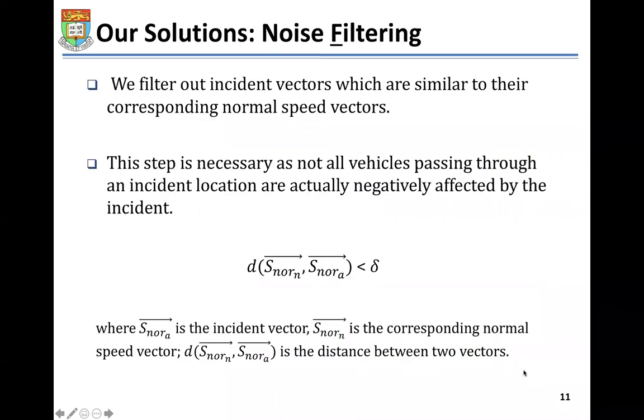The first step of our solution is noise filtering. We filter out incident vectors which are similar to their corresponding normal speed vectors. This step is necessary as not all vehicles passing through an incident location are actually negatively affected by the incident. We use parameter delta to filter noise.